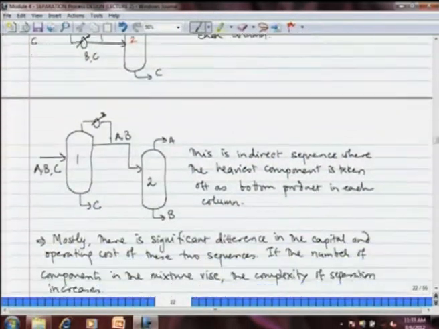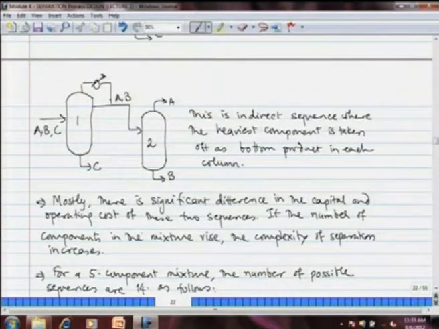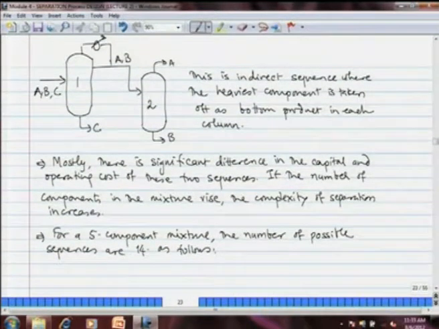Then we have an indirect sequence, the mixture ABC being split as AB together and C separate, C being taken off as the bottom product from the first column. The mixture of A and B flows to the next column and then it is split. So, this is an indirect sequence in which the heaviest component is taken off as the bottom product in each column. Mostly there is significant difference in the capital and operating cost of these 2 sequences.